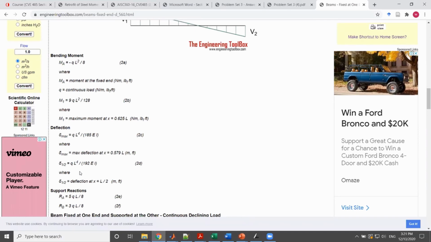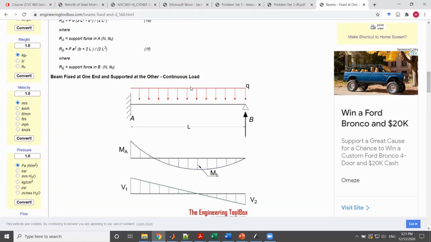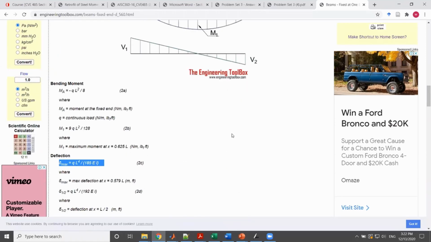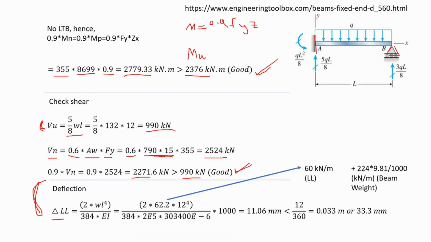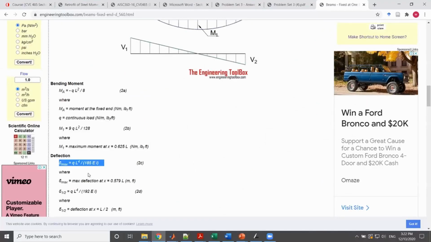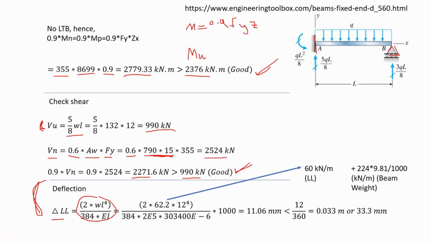All right, so let's see. Delta max, it says my delta max is in here: WL to the power of 4 divided by 185 EI. That's for the case where you have distributed load, fixed support, and roller support. So by making use of this equation, here what I have, now instead of writing 185, I wrote 2 divided by 384. Should be the same.